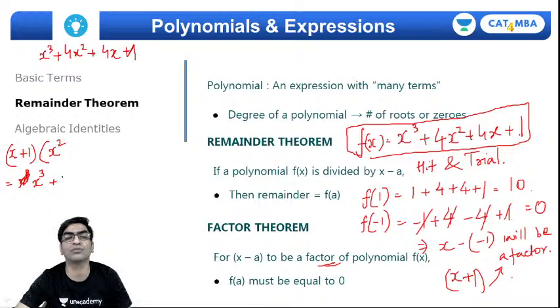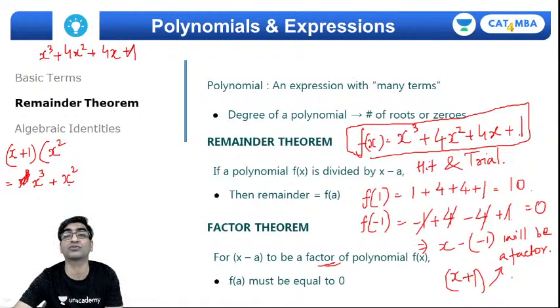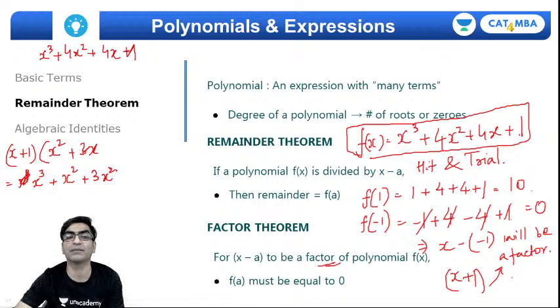but it will also make x square. But I know that comparing with the original expression, I want 4x square. I've only gotten 1x square here, which means I'm missing 3x square. So now, next step, I want to make 3x square. How do I make 3x square? Multiply x with 3x. There you go. X into 3x will give me 3x square, but then it will also give me 3x. Right? So there you go. We made x cube. We made x square plus 3x square equal to 4x square.